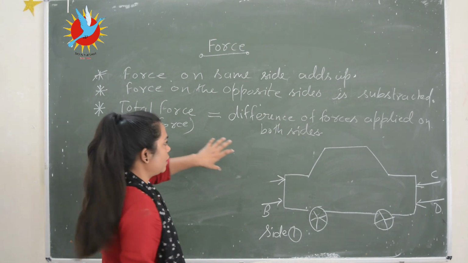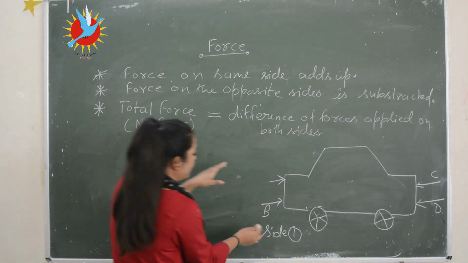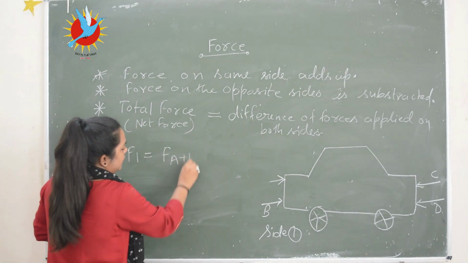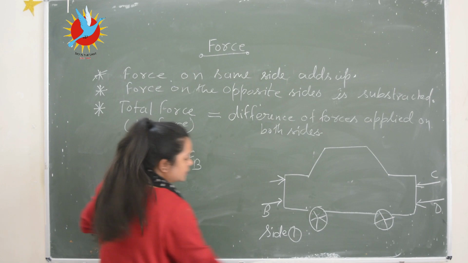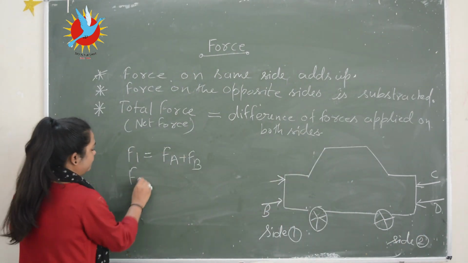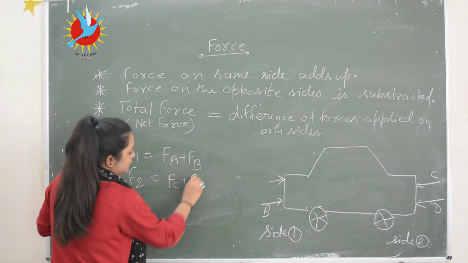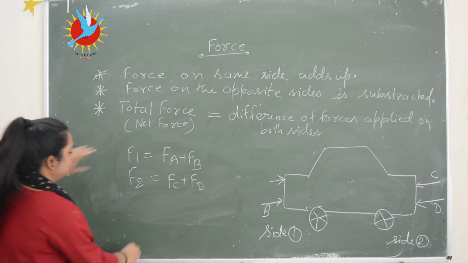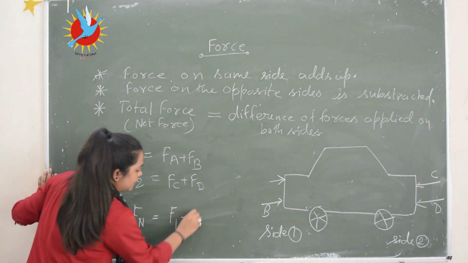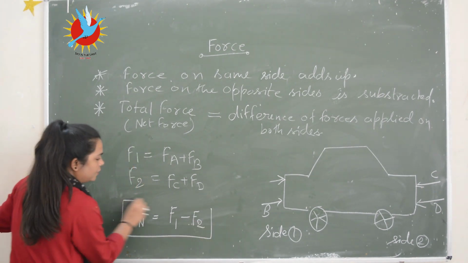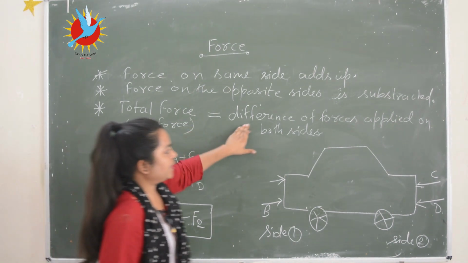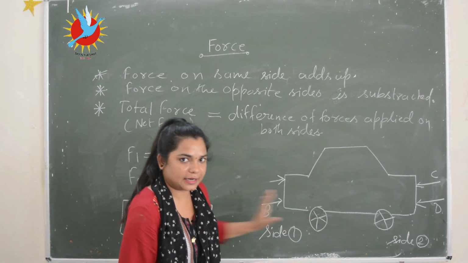So if the total force on side 1, that is F1, is FA plus FB, and the total force on side 2, F2, is equal to FC plus FD, then the net force, that is Fn, is F1 minus F2. So the total force is the difference between the forces applied on both the sides.